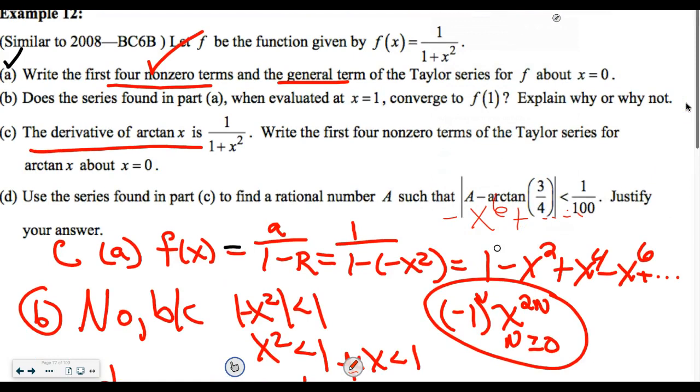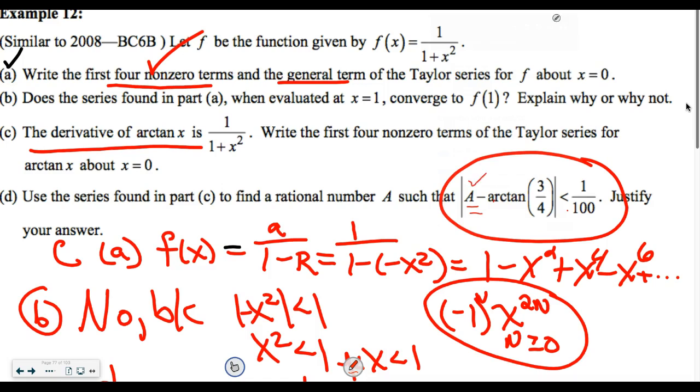That is a very, very difficult prompt. The minute I see this, I kind of puke in my mouth a little. My eraser, guys. That makes me go, uh-oh. They're asking me to find some number such that its distance between the actual value and it is less than 1 over 100.